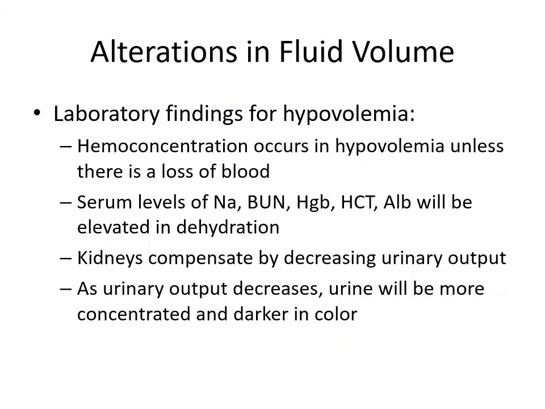Looking at laboratory findings for hypovolemia, we have hemoconcentration, so we have less fluid in the blood and the blood becomes more concentrated, unless there is also a loss of blood. The serum levels of sodium, BUN, hemoglobin, hematocrit, and albumin will all be elevated. The kidneys will compensate by decreasing urinary output, and as urinary output decreases, the urine will become more concentrated and darker in color.